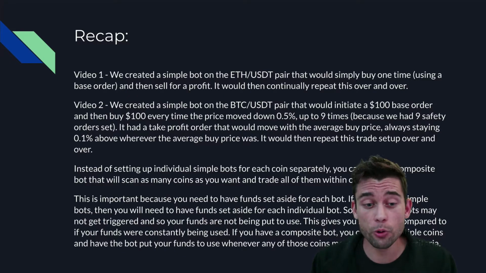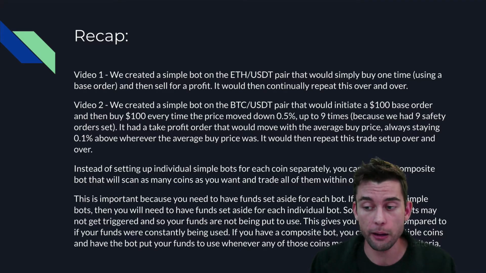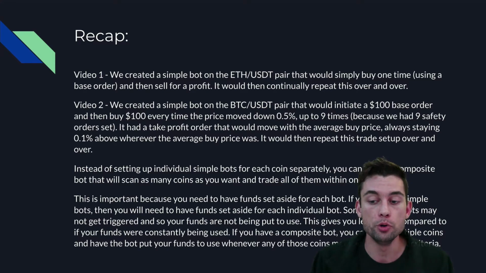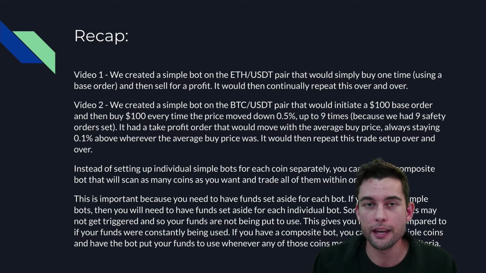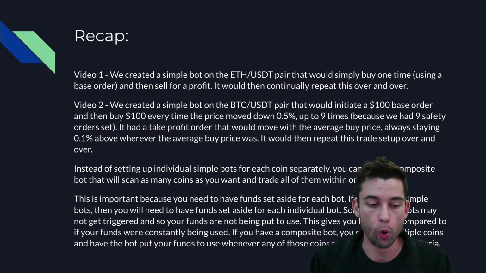In video 2, we created a simple bot on the Bitcoin USDT pair that would initiate a $100 base order and then buy $100 every time the price moved down 0.5%, up to 9 times, because we had 9 safety orders set. It had a take profit order that would move with the average buy price, always staying 0.1% above wherever the average buy price was. It would then repeat this trade setup over and over.